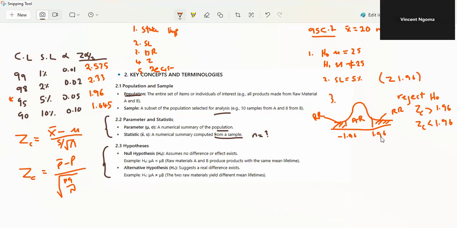Yes, so where are we getting the Z values from? You can read them from the table, but we memorize them to say these ones are the standard ones that will come here. We need to memorize them. It's easier like that. All right?